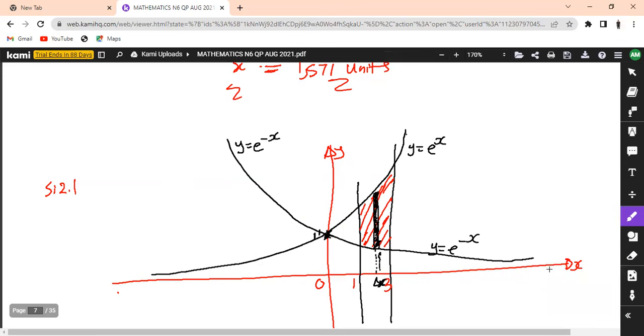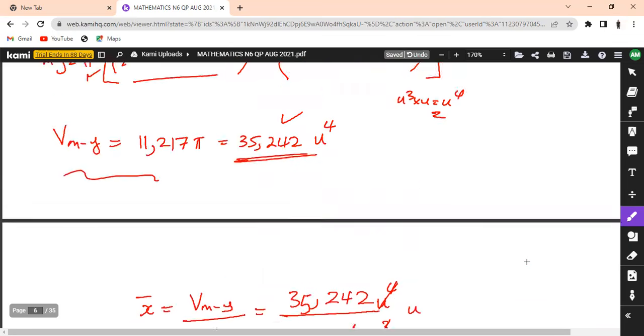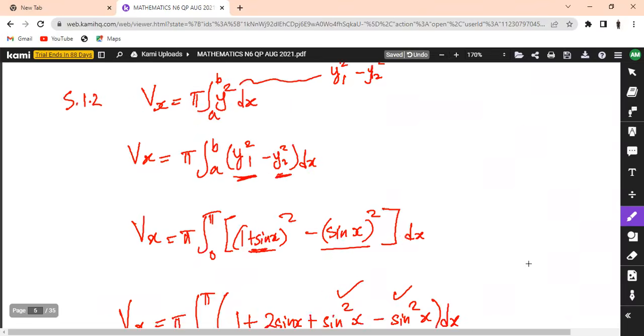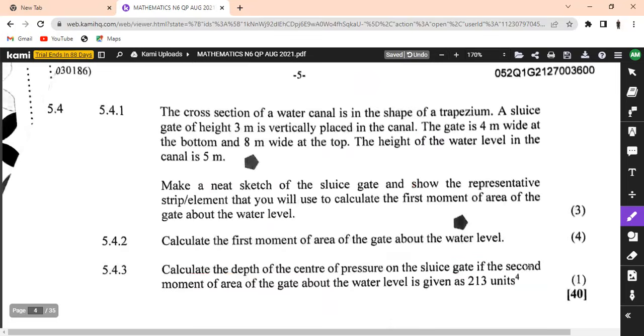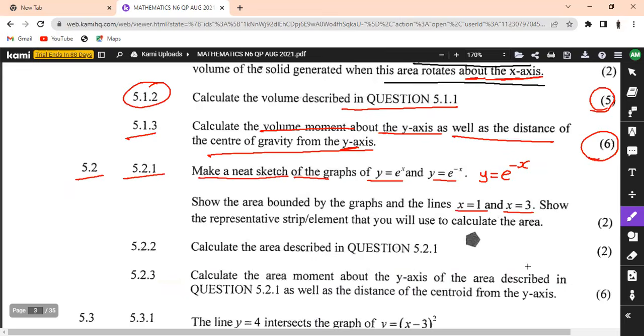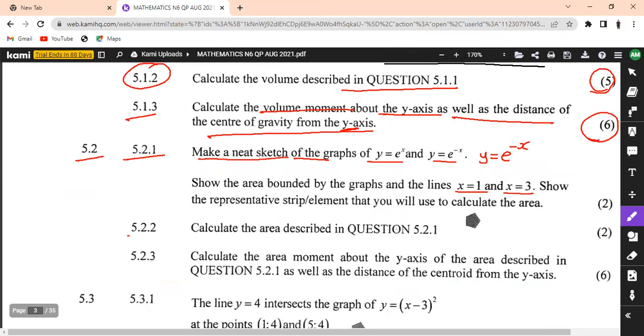We don't know what's going to happen later on. Maybe you're going to use it to calculate area or so forth. So you just name y1 and y2. But that was it for this question. And the other part now we are given, this is 5.22, asked to calculate the area described in 5.21. Okay, so this is just area, guys.